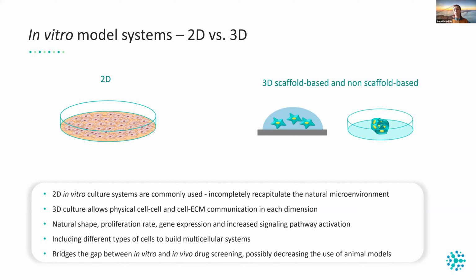There are several methods to culture cells in 3D. You can embed your cells in a scaffold, which provides the extracellular matrix. These are scaffold-based systems. But you can also culture the cells in non-scaffold-based systems, for example, in spheroid cultures. In these culture systems, the cells show a natural shape, and it has been shown that the proliferation rate, the gene expression, and the signaling pathway activation were similar to in vivo conditions.